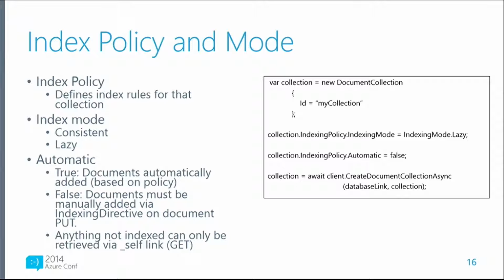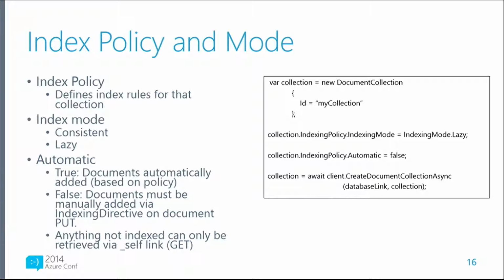We then have this property called automatic. So automatic is defining exactly how Azure Document Database writes data into the index. So we can set automatic to true, and that means every time we write a document, it's automatically going to be added into the index. Or we can set it to false, right? And that means that every time we write a document, we have to specifically opt in to that document being added to the index.